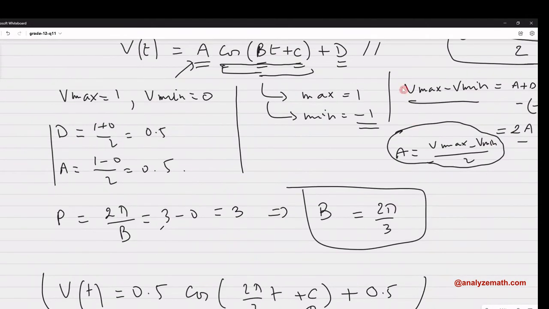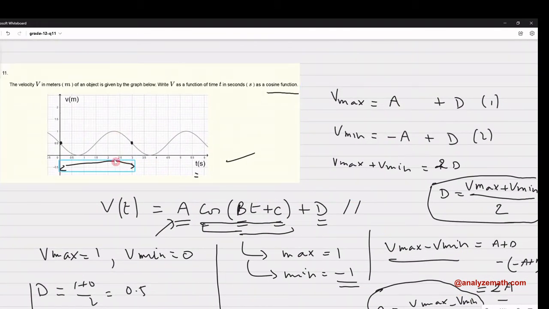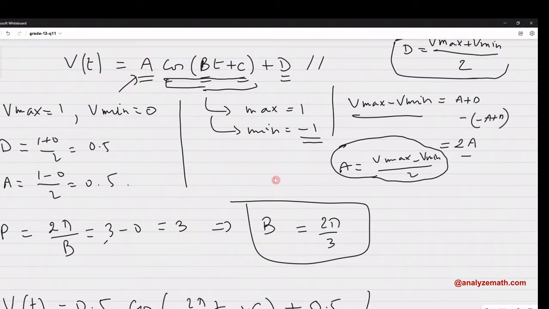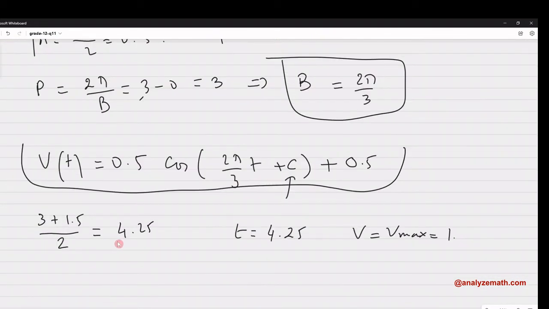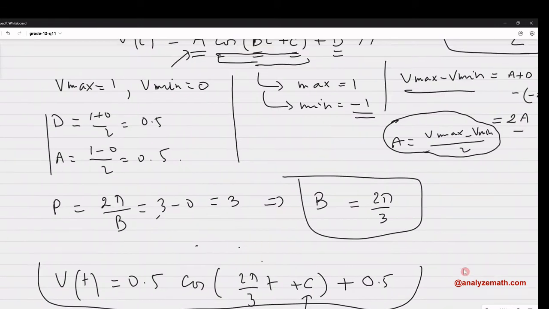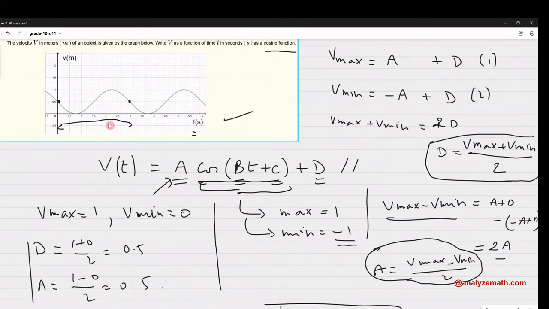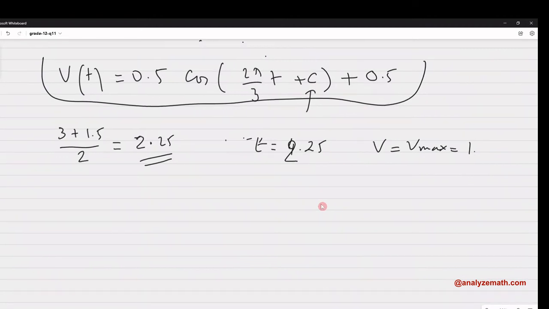Let's go back to the graph. When t equal, hang on, I think we made a mistake here. Now, 4.25 I did not divide by 2, so it's 2.25. Okay, 2.25. When t equal 2.25, Vmax equal to 1. Let's go back and check. So somewhere between 2 and 2.5, 2.25, V is equal to maximum, and it's equal to 1.